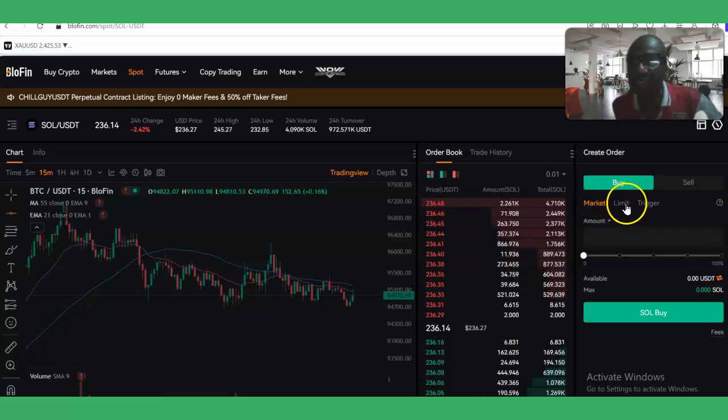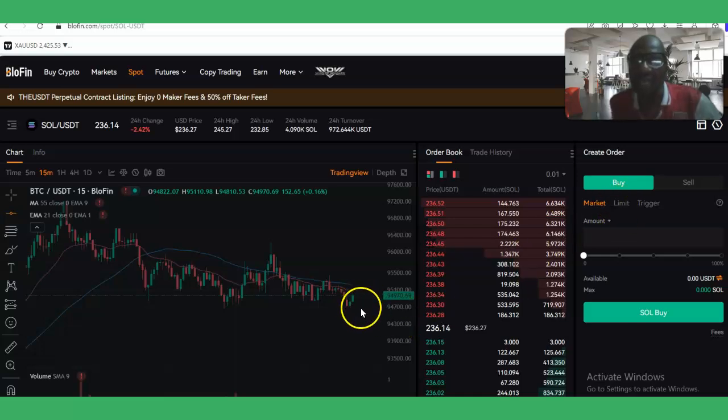So the difference is this one is a limit order. You can just buy anywhere you think. When price gets there, you buy. So you just copy the price of that place. Let's say I want to place an order, maybe by tomorrow, that Bitcoin will come down to 94,300.